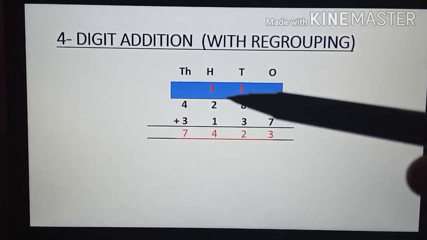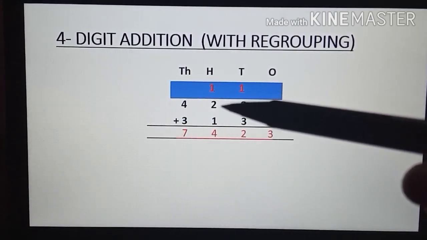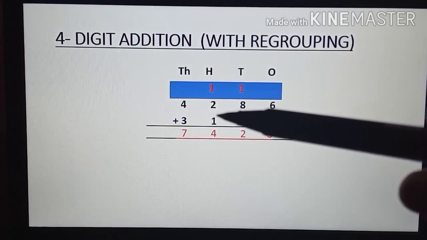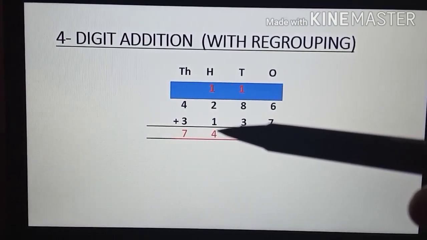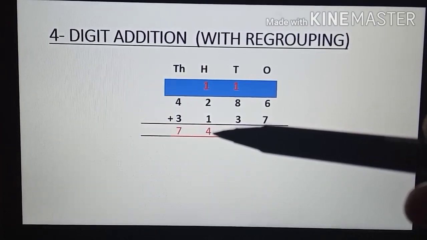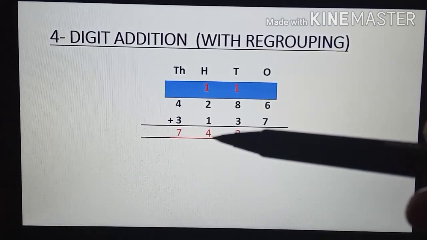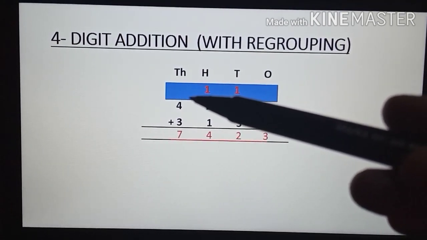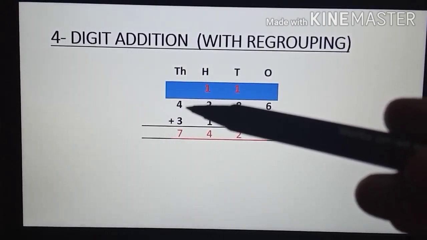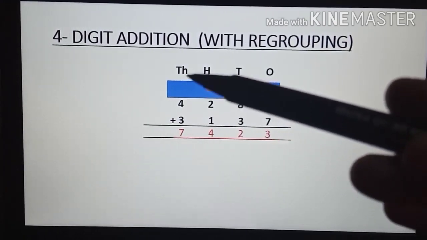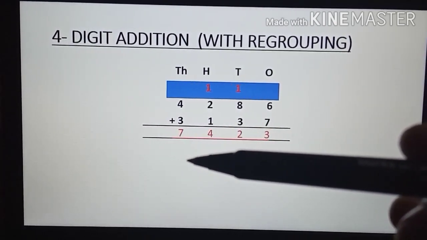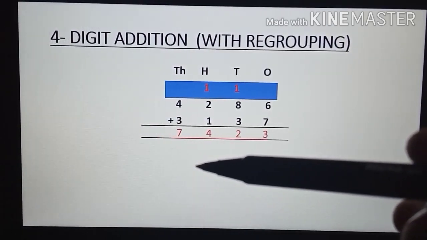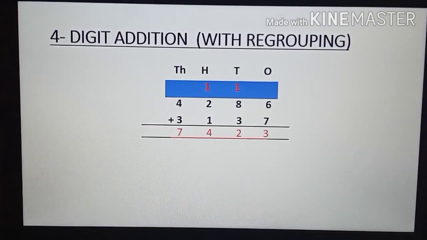Now come under the hundreds column. We have 100 plus 200 plus 100. So 1 plus 2 plus 1, that is 4. So we will write here 4 under the hundreds column. As 4 is a 1-digit number, so no carry over under the thousands column. Okay. Now you add 4 thousands plus 3 thousands, that is 7 thousands. So our sum is 7423. Now let's start exercise children.